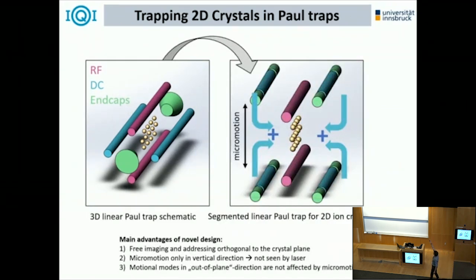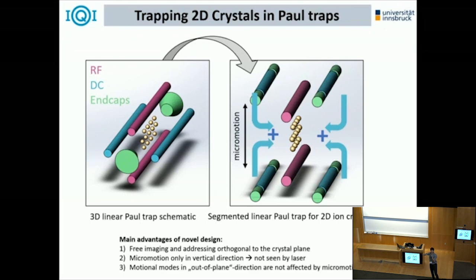We basically split these electrodes, which are somehow in the way to image the crystals, and we also split the end cap electrodes into eight. And what is the benefit? The first benefit is that you now have space to image and address the ions perpendicular to the crystal surface. And the second advantage is that you can rotate or orient this crystal so that the micromotion is just in this direction. You see here this arrow, this is the direction of the micromotion.